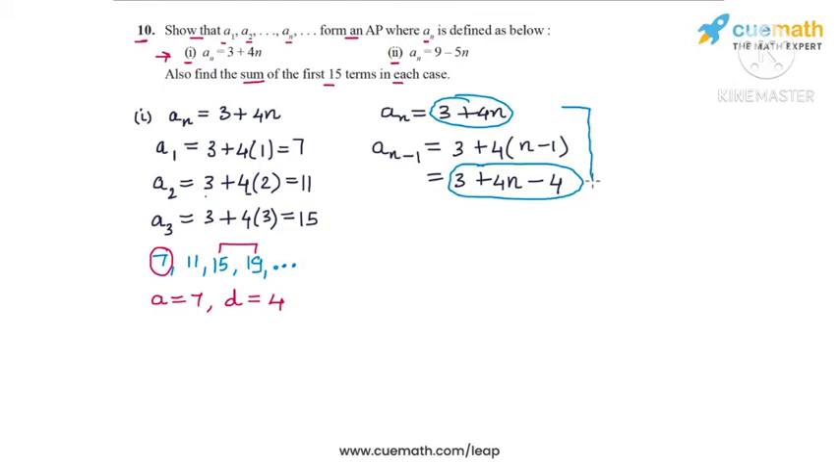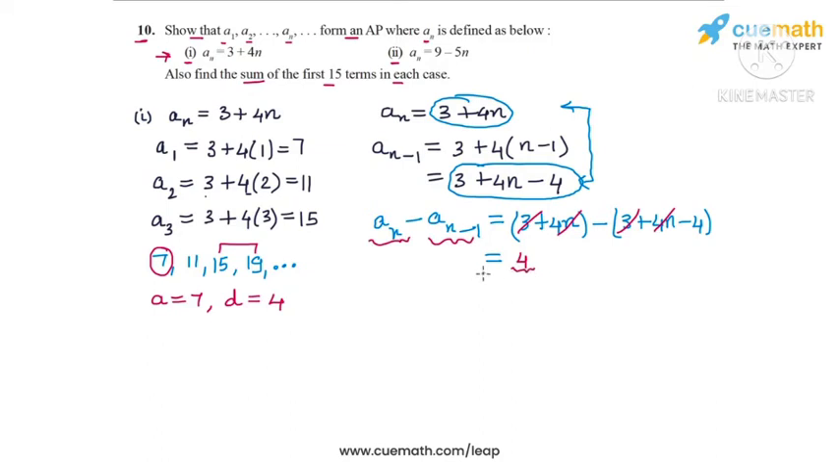If you take the difference of these two terms, basically if you calculate an minus an minus 1, this difference will come out to be 3 plus 4n, the nth term, minus 3 plus 4n minus 4, the n minus 1th term. And what is this equal to? If you subtract this, you are left with only plus 4. So the difference between the nth term and the n minus 1th term is constant. It is equal to 4. And that immediately tells us that this progression is an arithmetic progression because the difference between any pair of consecutive terms is constant.